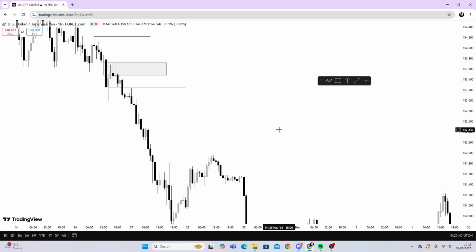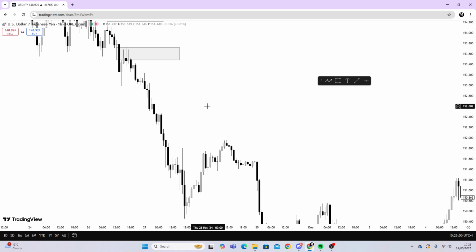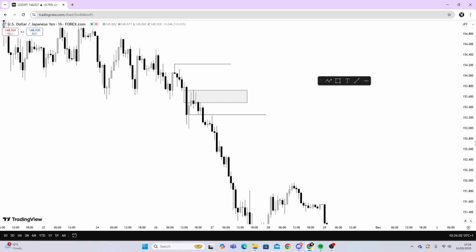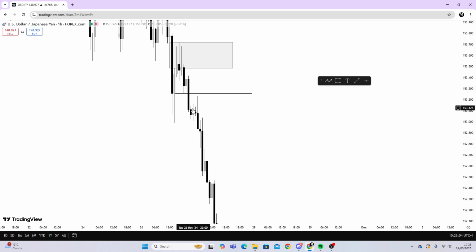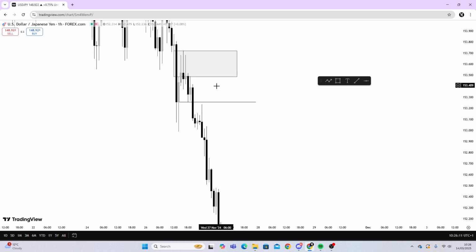Order blocks are consecutive bullish or bearish candles depending on the trend. It is done on the retracement of the trend. See, that's the retracement. Bullish, bearish order block is formed on the retracement. And it becomes an order block once we pass this level. Once we pass the bottom of it, that's when it becomes an order block. Okay, it's not an order block straight away.